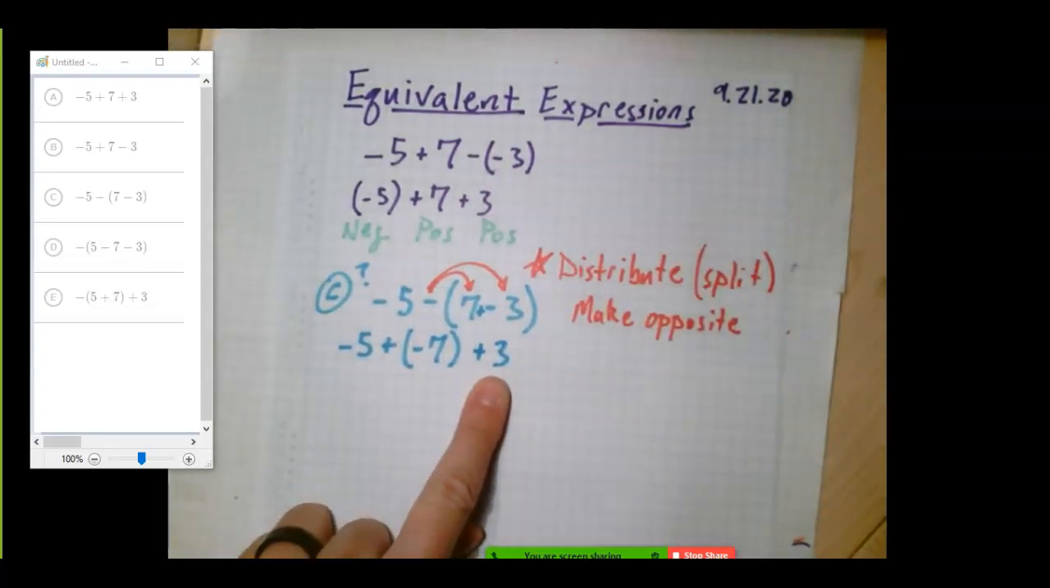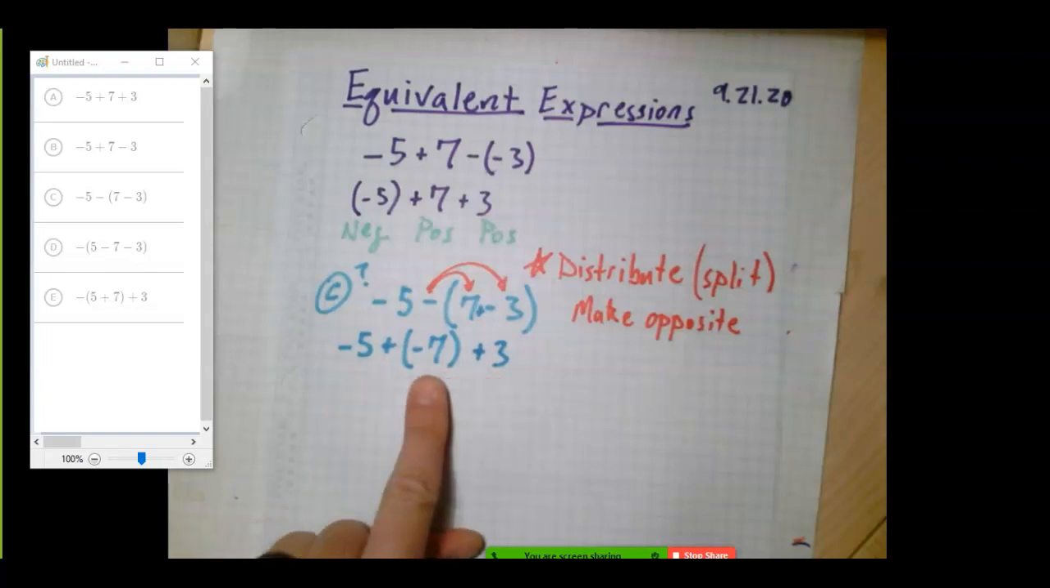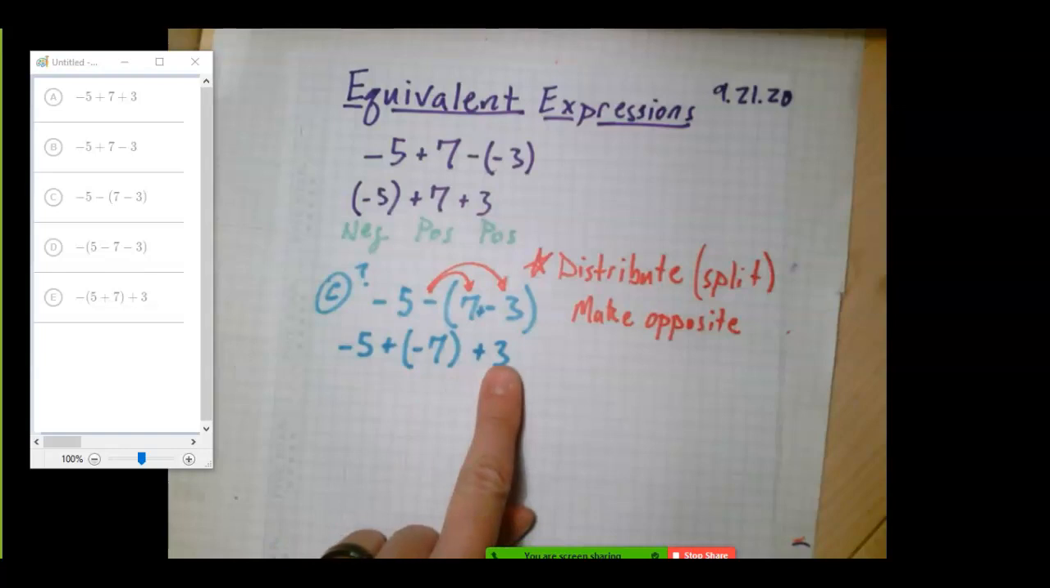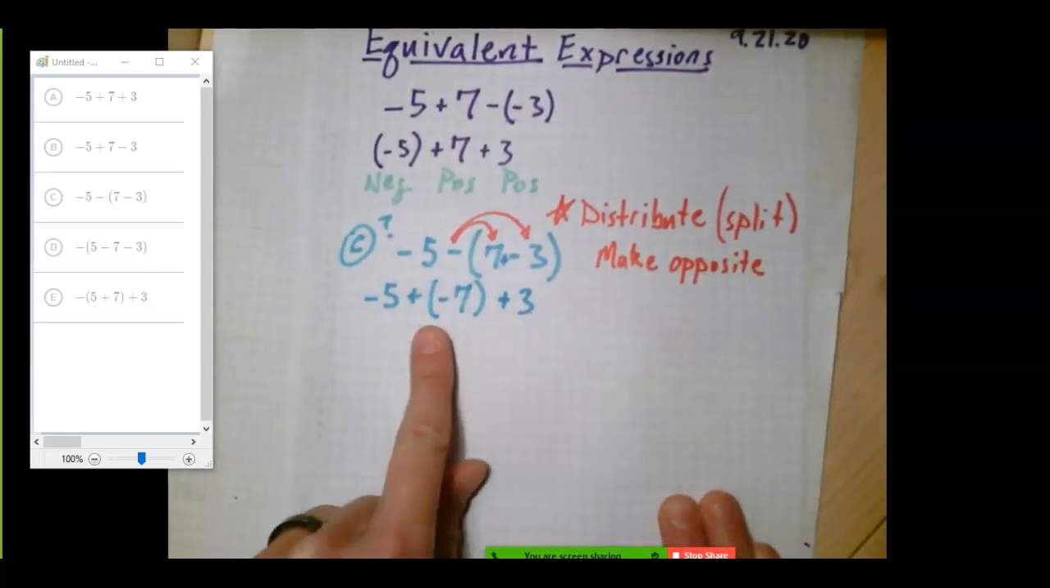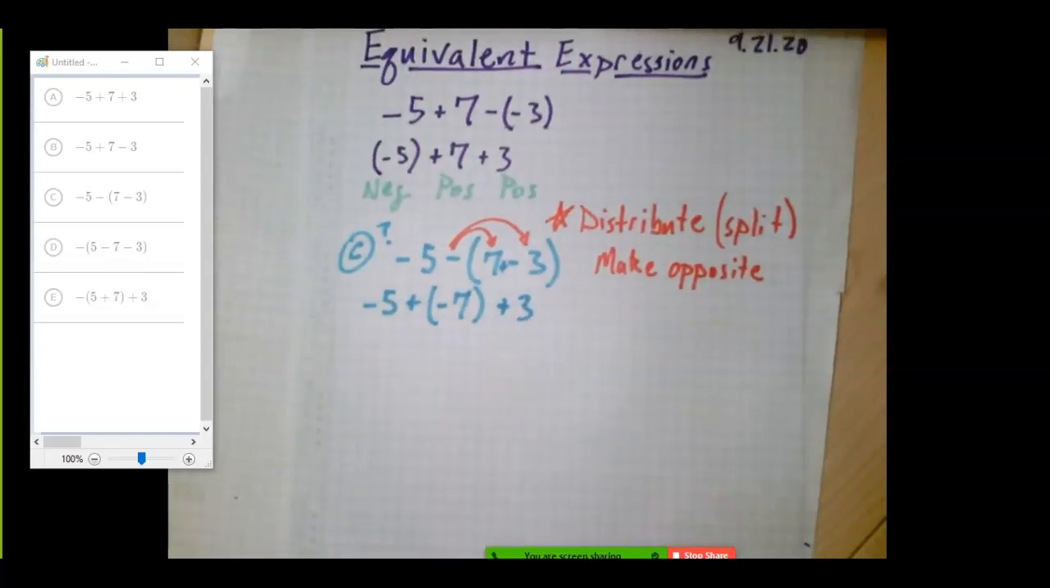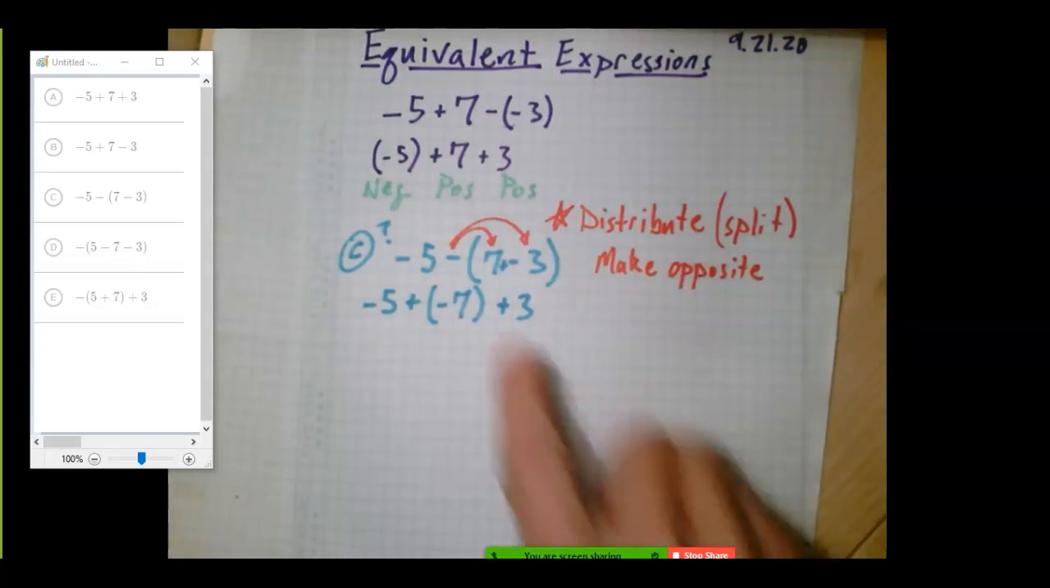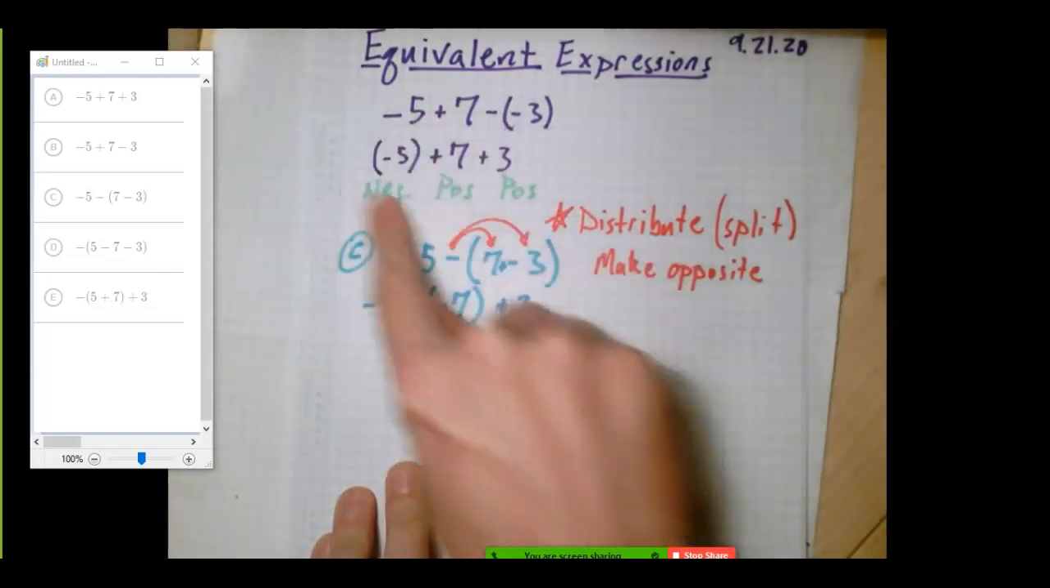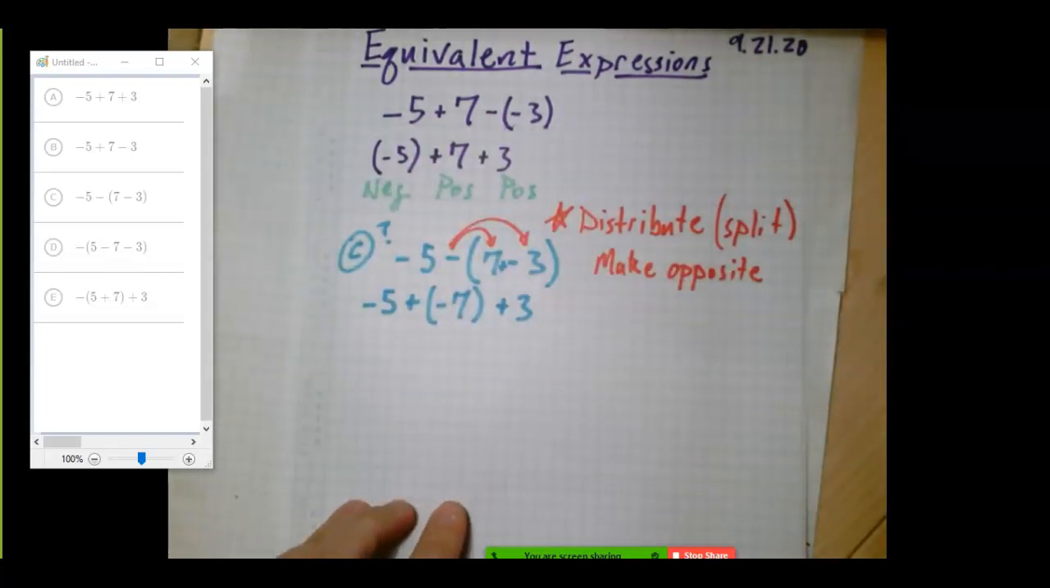And here we see option C does not work because I end up with negative positive. Because my 7 ends up negative, it is not a usable option here. Does anyone, or sorry, not a matching option. Does anyone have questions on why C does not match the expression that I'm trying to get to?